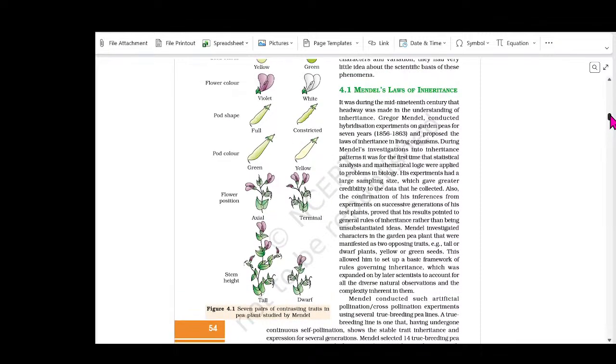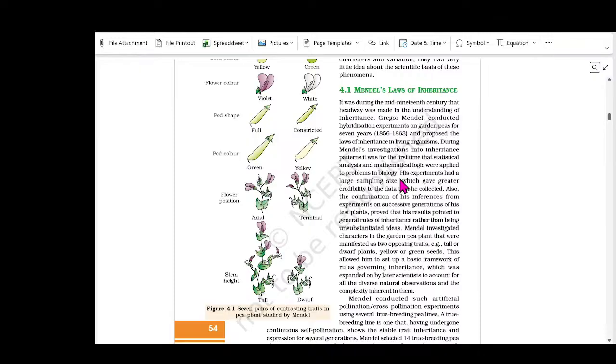4.1 Mendel's Law of Inheritance. It was during the mid-19th century that headway was made in the understanding of inheritance. Gregor Mendel conducted hybridization experiments on garden peas for 7 years, from 1856 to 1863, and proposed the laws of inheritance in different organisms. During Mendel's investigations into inheritance pattern, it was for the first time that statistical analysis and mathematical logic were applied to problems in biology.